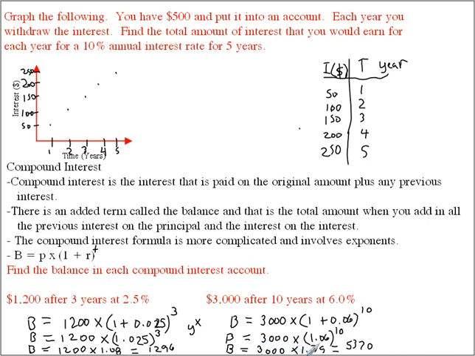Now here, same thing. 1.06 to the 10th power is going to be 1.79. So the amount that you would actually have or owe would be $5,370. Here it would be $1,296. So clearly, compound interest accumulates a lot more rapidly because you're gaining interest on the interest as well.